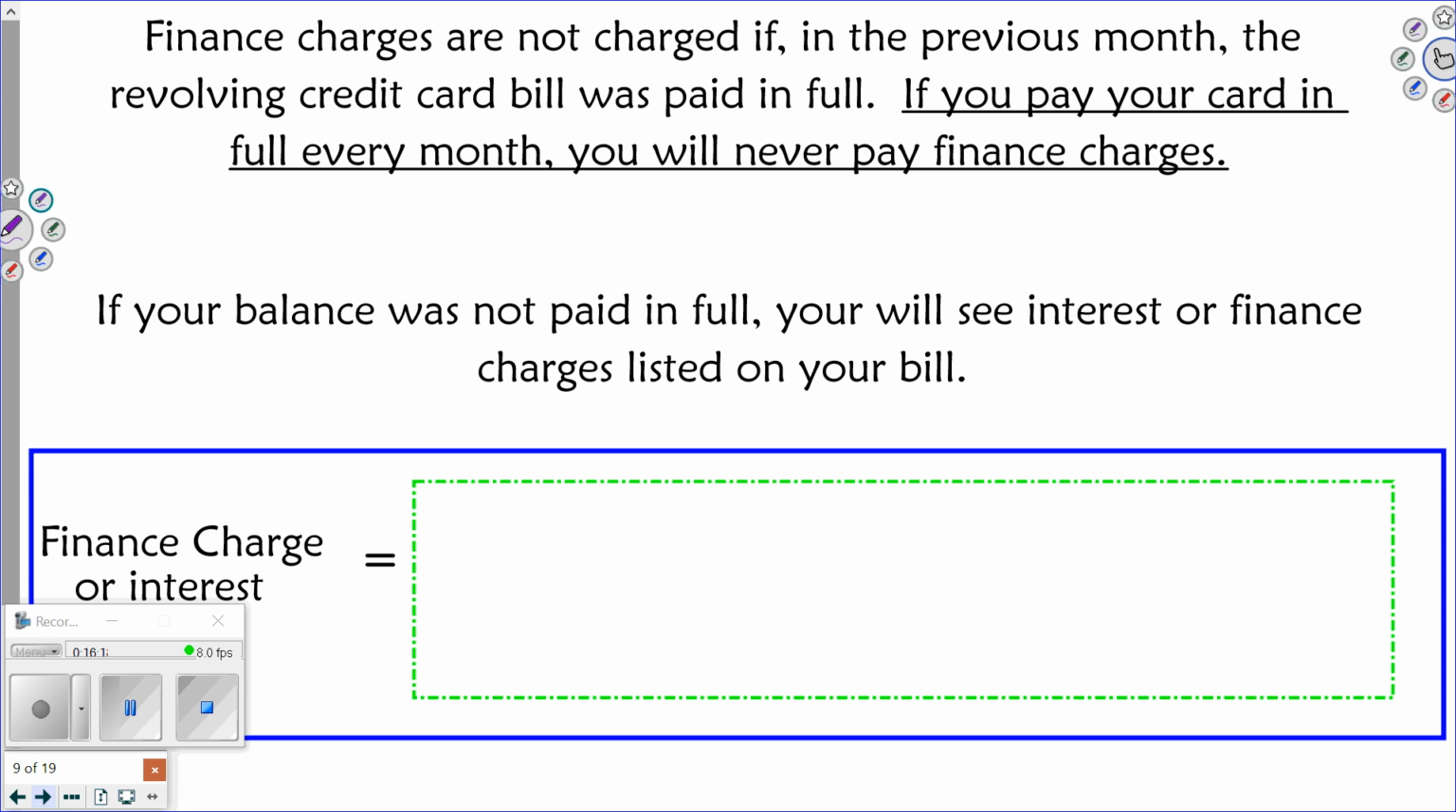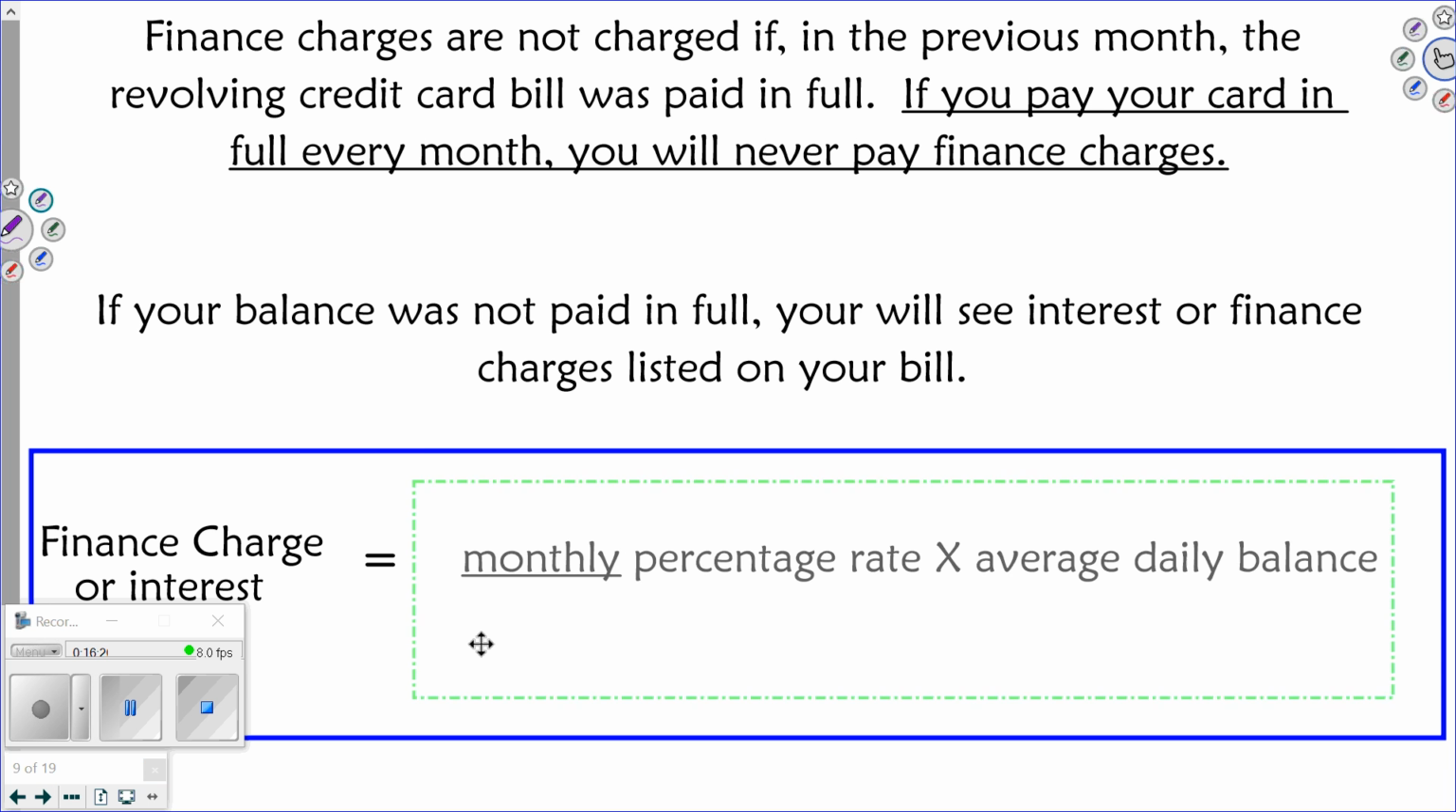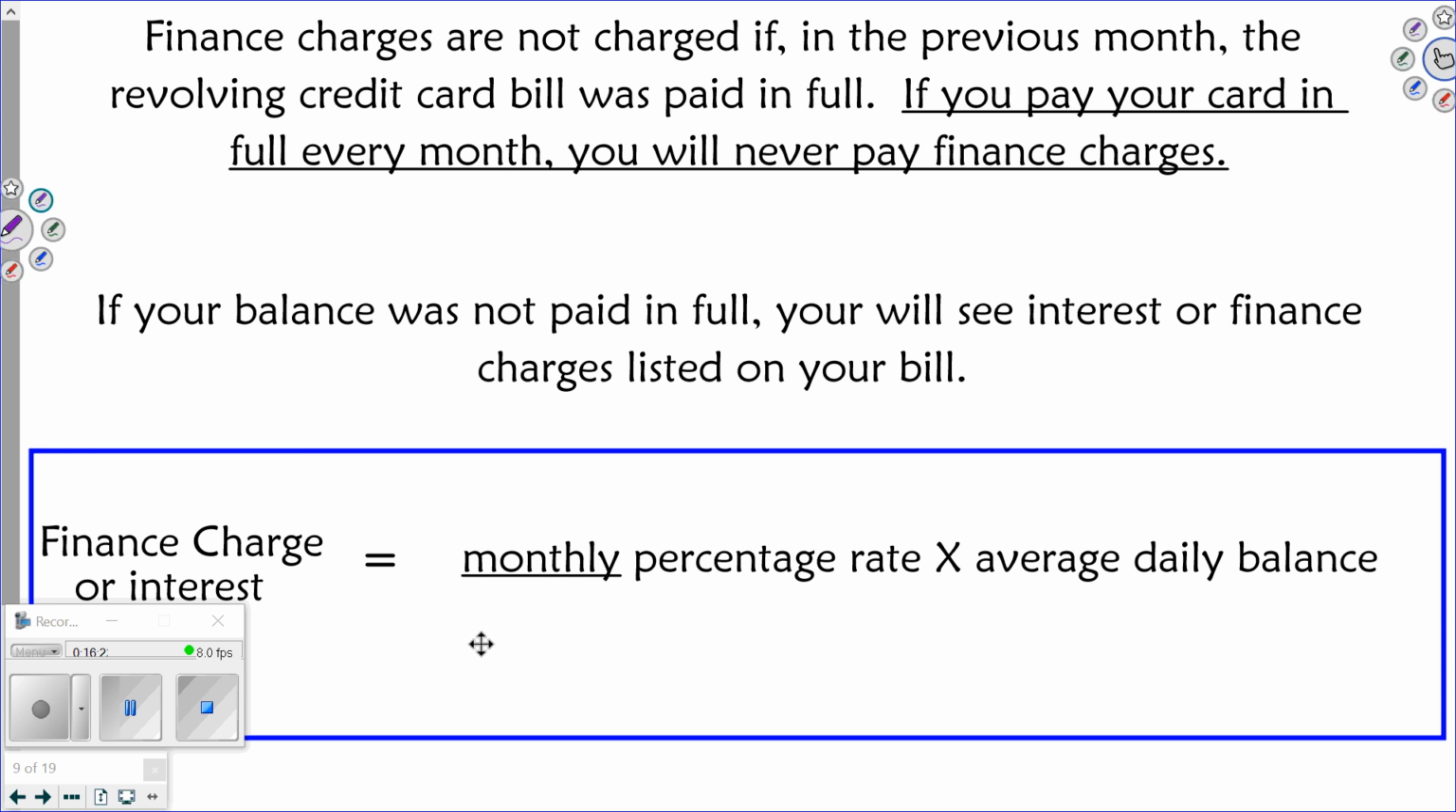Okay, so if it's not paid in full, you get a finance charge. You take your monthly percentage rate and you just multiply that by your average daily balance. Monthly percentage rate, which we found, right? They give you APR, you have to divide it by 12 to find the monthly. Multiply that by your average daily balance, which we just practiced. So the two things we just worked on, they get used together. Monthly percentage rate times the average daily balance.